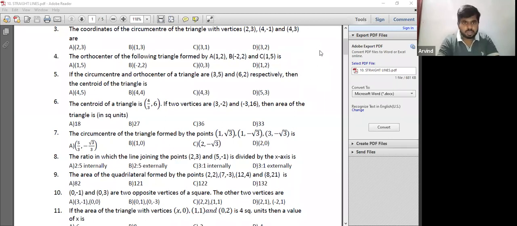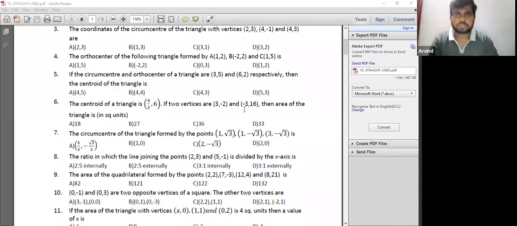If the circumcenter and the ortho center of a triangle are 3,5 and 6,2 respectively, then the centroid of the triangle is... I had told you about this, do you remember? I'll just stop sharing. I'll give you a hint.